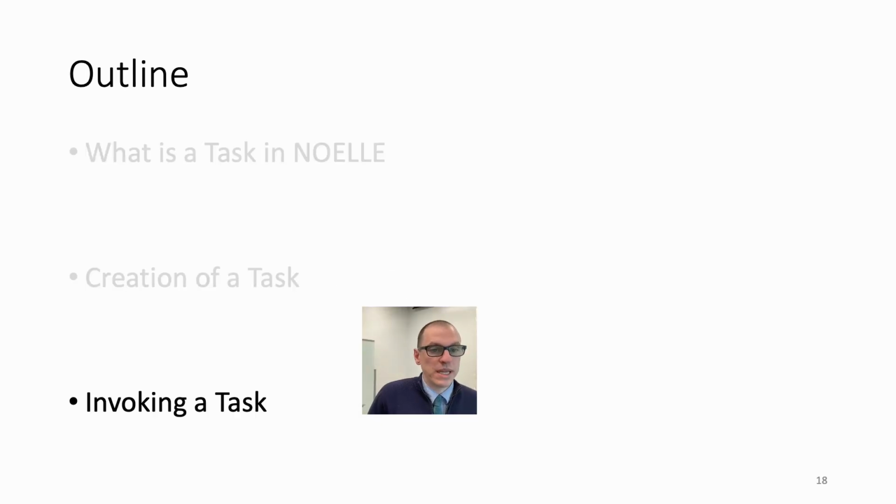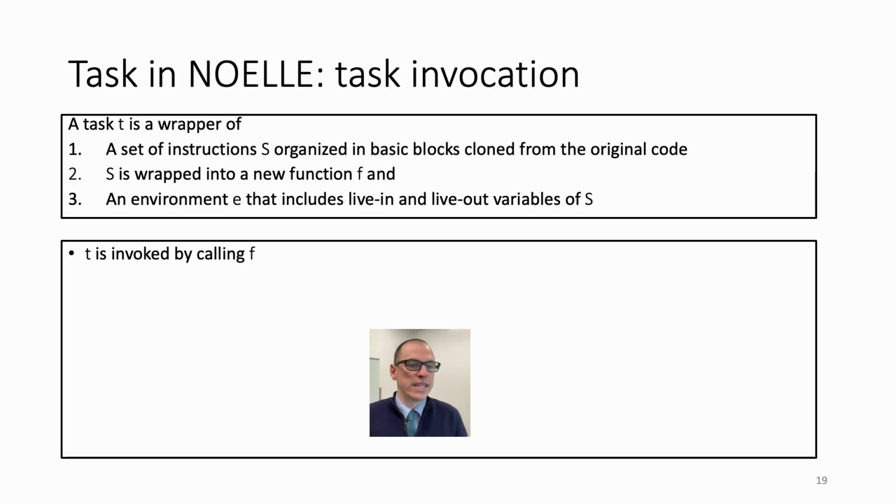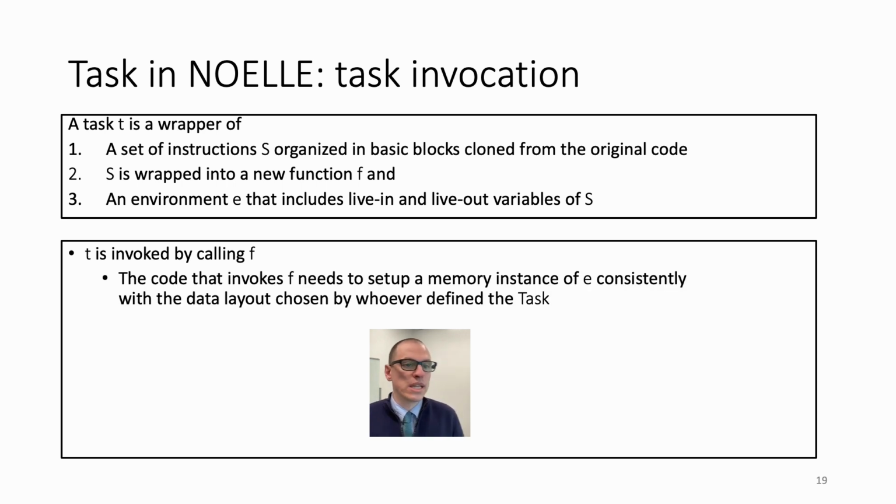Now that we completed creating, or defining, a new task, let's see how we can invoke it. A task is invoked by calling the function f, which is the task body. The code that invokes f needs to set up the memory instance of E, the object E, consistently with the data layout chosen by the definition of the task.